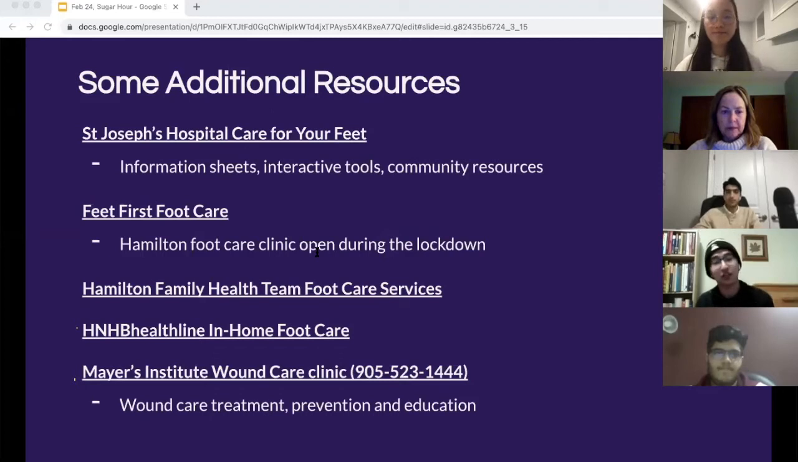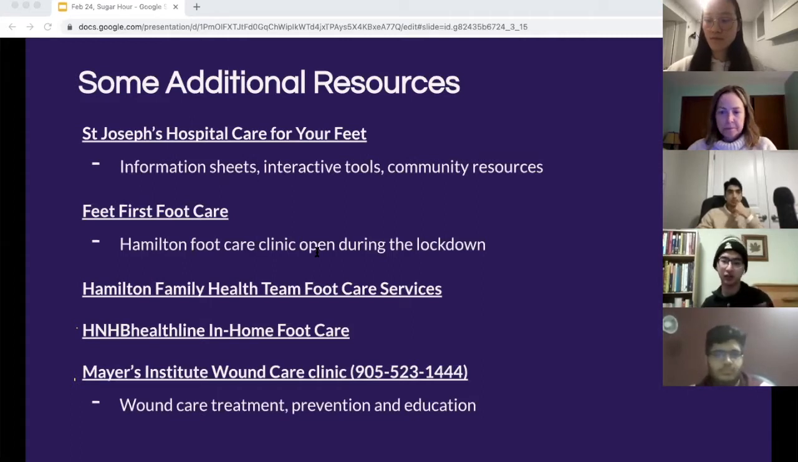And lastly, these are just some additional resources that might be helpful for you. The first one is a link to St. Joseph's Hospital Care for Your Feet, and there they have information sheets, interactive tools, community resources, things like healthy eating, and for example, a goal calendar that can help you really get on track with your foot care. There's also Feet First Foot Care Clinic, which is a Hamilton-based foot care clinic that was recently opened during the lockdown. And they can help you with your calluses, ingrown toenails, or diabetic foot care in general.